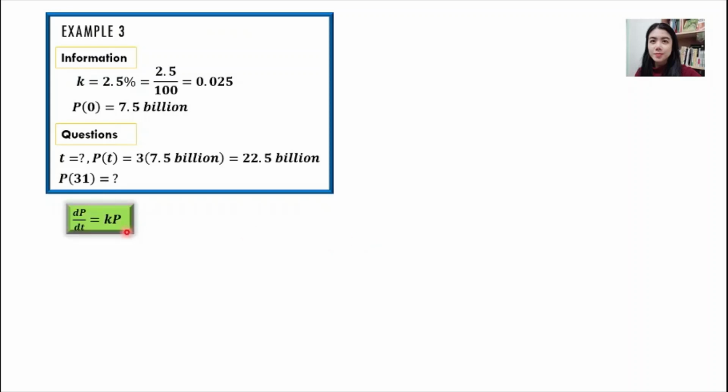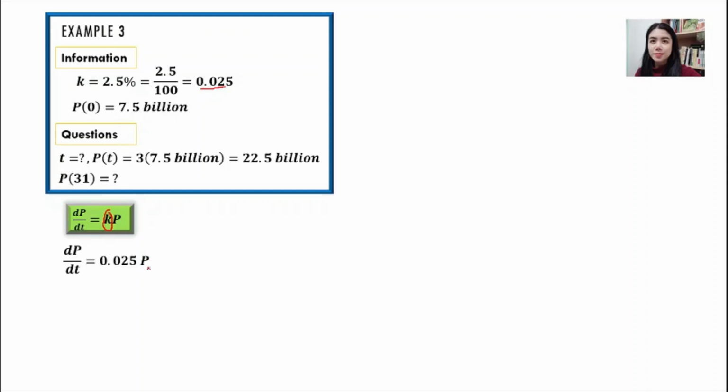by using the differential equations. If you look at this example, it's slightly different from the previous example because you know the value of k. Your value of k is actually 0.025. Basically, you can substitute your value of k into here. Okay, so then we have the next line.